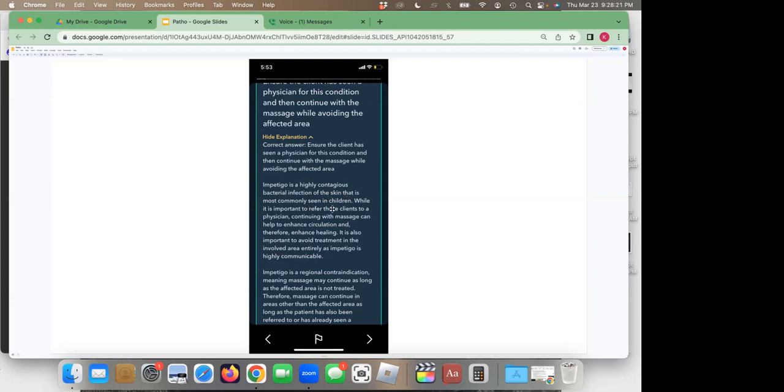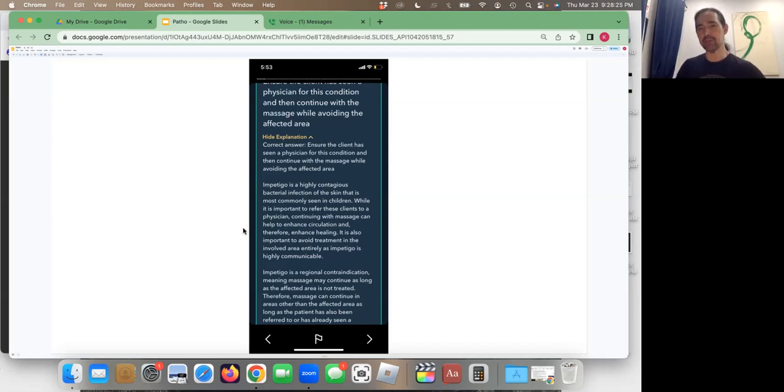While it's important to refer these clients to a physician, continuing with a massage can help to enhance circulation and therefore enhance healing. It also is important to avoid treatment in the area as impetigo is highly communicable. So you don't have these clients disrobed down to exposing the skin. If someone has it on their leg or their buttock, have them leave their pants on, and just work on the low back and anything above and below, but not on the affected area.